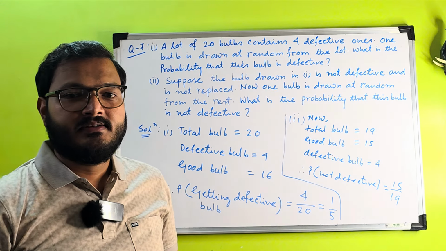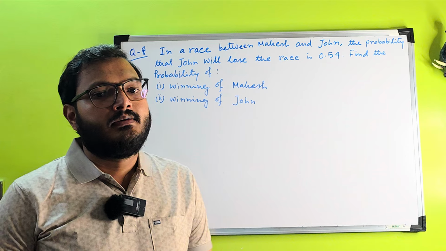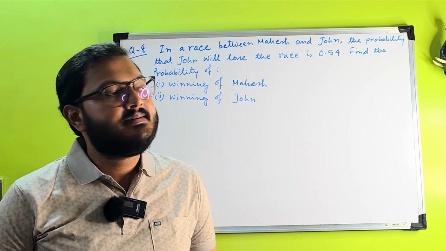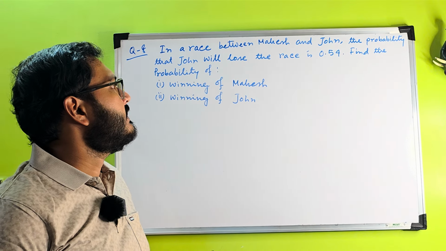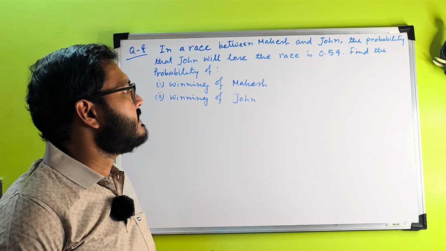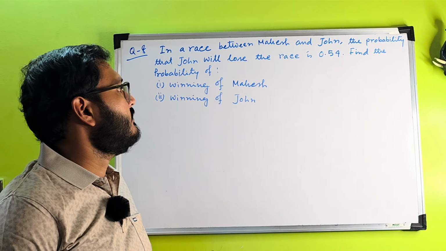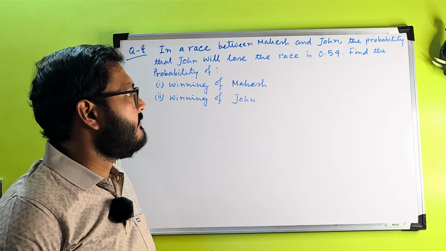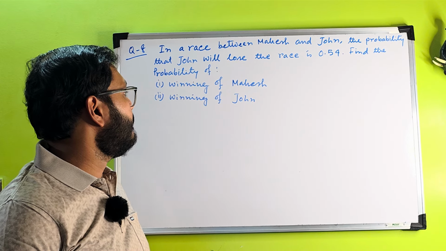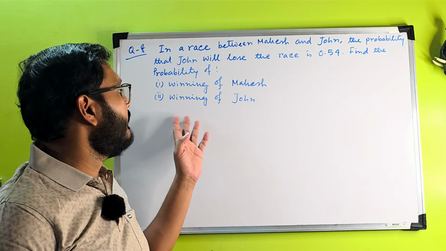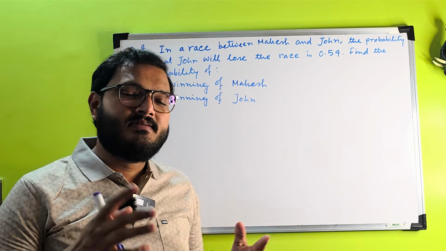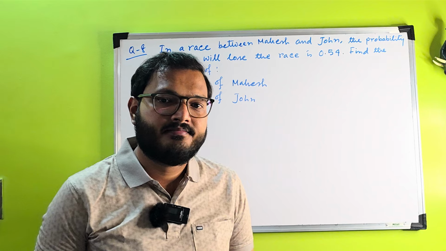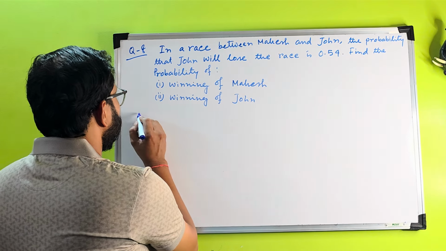Okay, let's solve the next one. Now come to this sum, question number 8. In a race between Mahesh and John, the probability that John will lose the race is 0.54. Find the probability of winning of Mahesh and winning of John. It's the problem of the complement of an event. Solution.